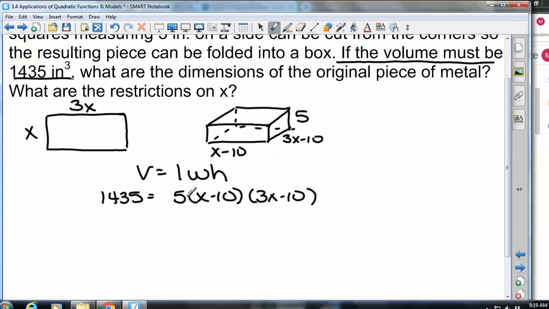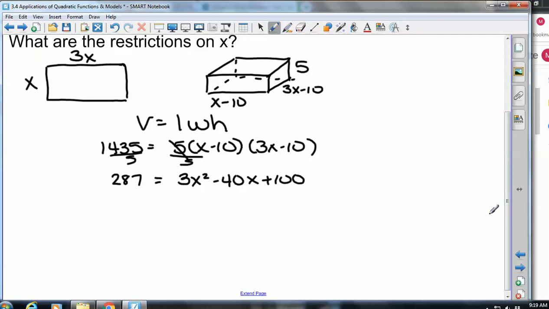Let's solve this. One thing we could do, if we want to make our numbers smaller, let's just divide by 5 on both sides. So this will give me 287 equals, and then I have to FOIL this out. I kind of divided by 5 and FOILed at the same time. Okay, set it equal to 0, it's a quadratic.